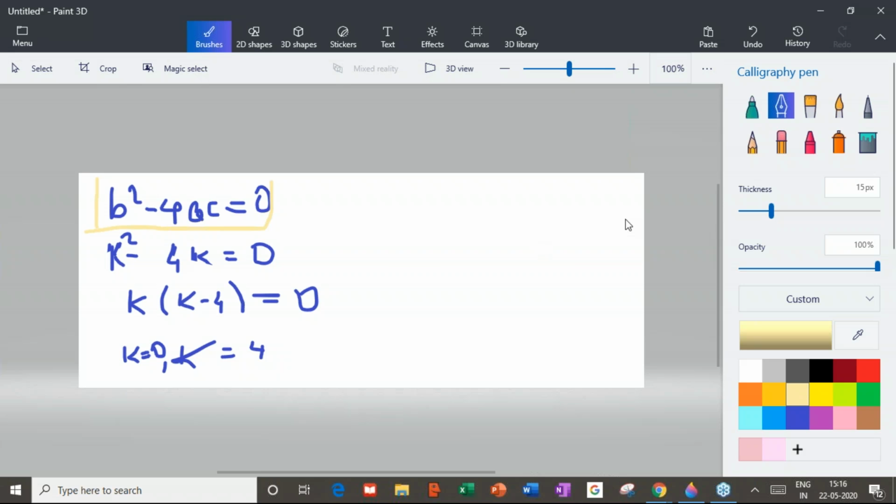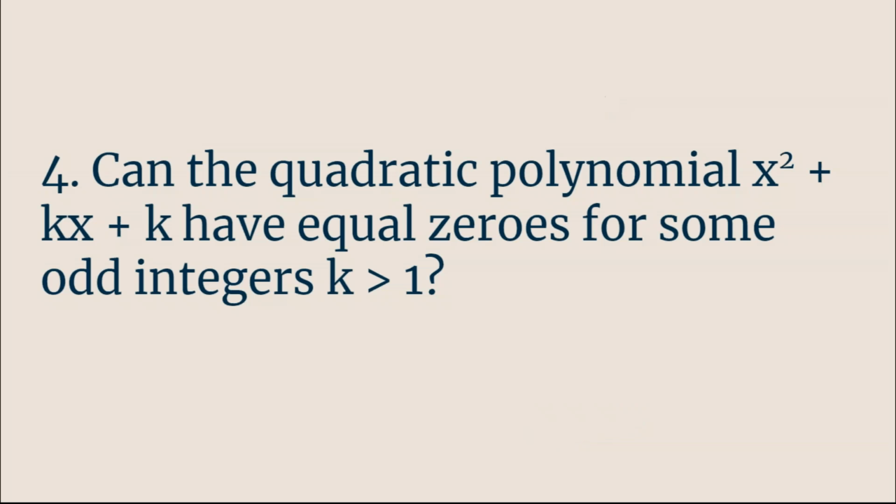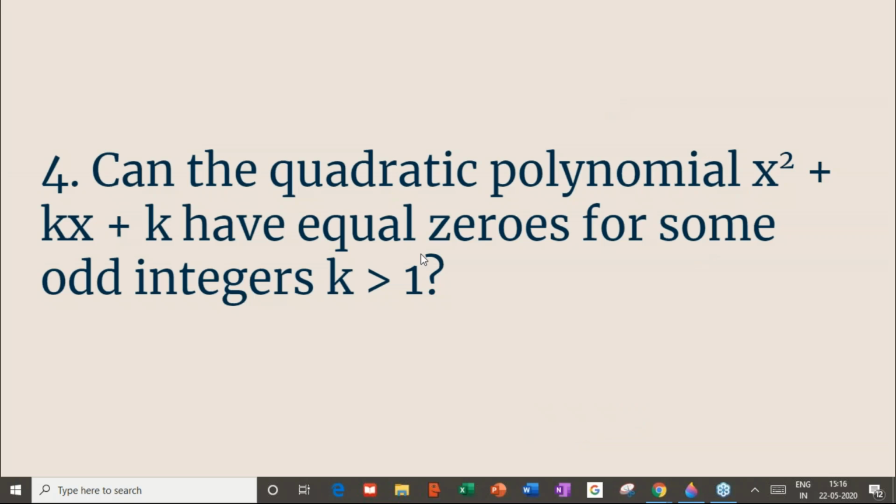Okay, I did not get what the question is trying to ask. Okay, Rudra, the question is asking, can the quadratic polynomial have equal zeros? They have put just a random variable in place of coefficients. So they are saying if k is any odd integer, like if it's x square plus 3x plus 3, can that equation have equal zeros? Will the equation then have equal zeros?